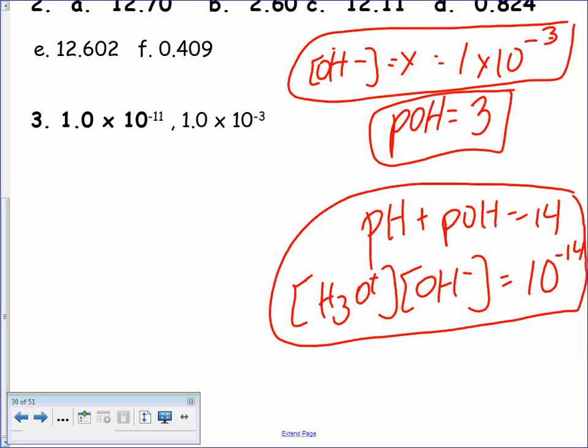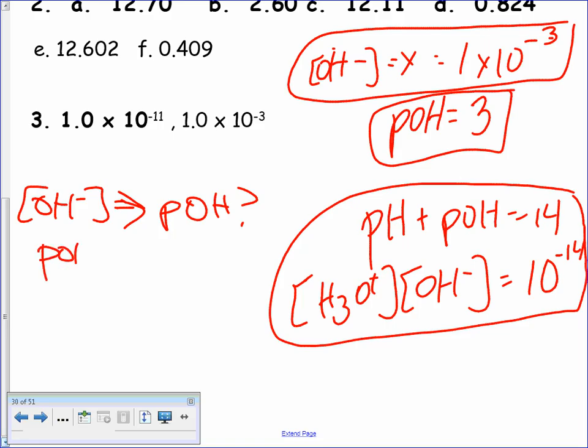Oh, yeah. Someone asked me about the antilog. How do I get from the OH concentration to pOH? How do I get there? First off, tell me that formula. If I have the hydroxide concentration and I'm finding the pOH, that one's the negative log one, right? So pOH is what you're finding. That's equal to the negative log of the OH concentration.